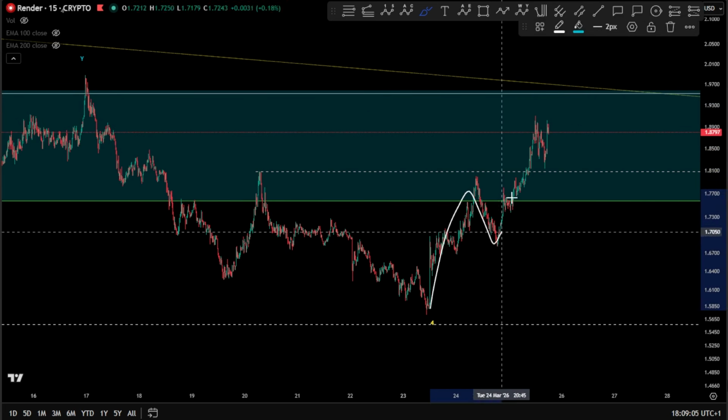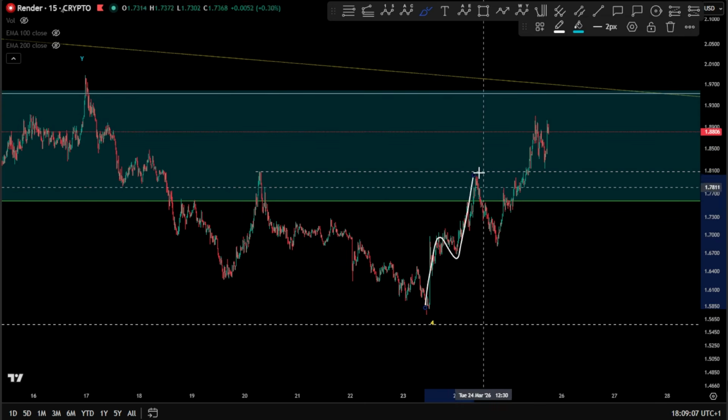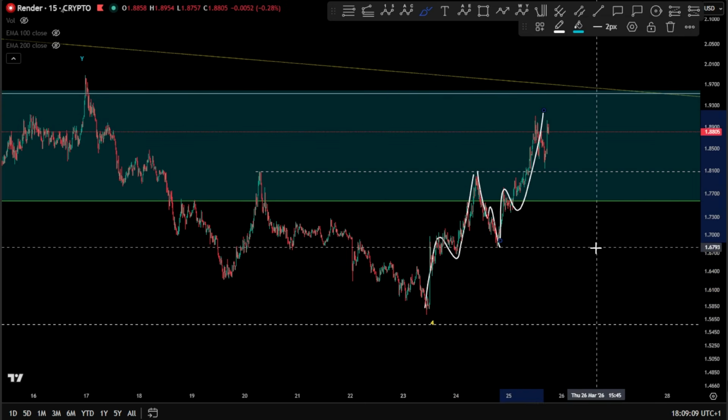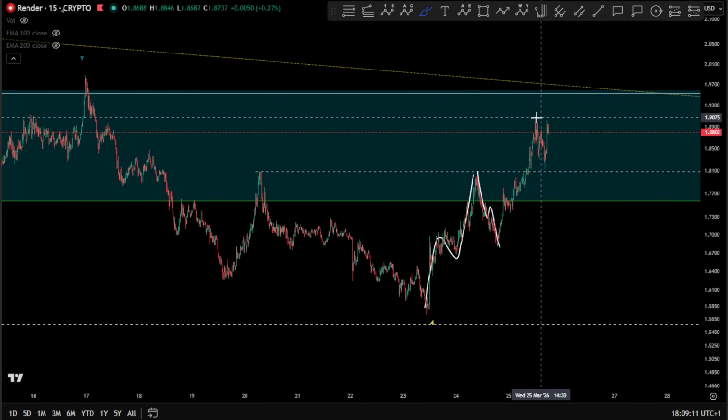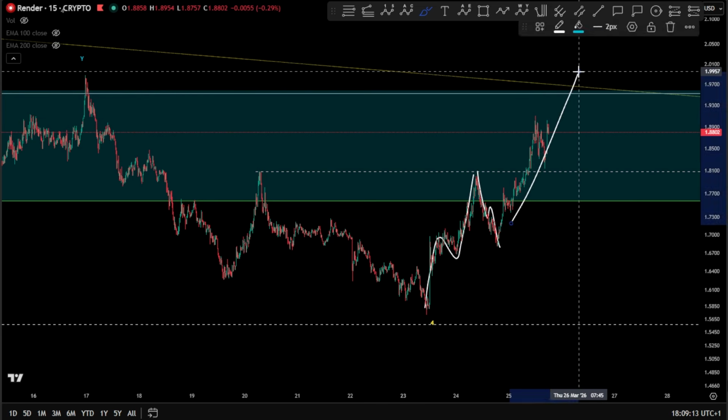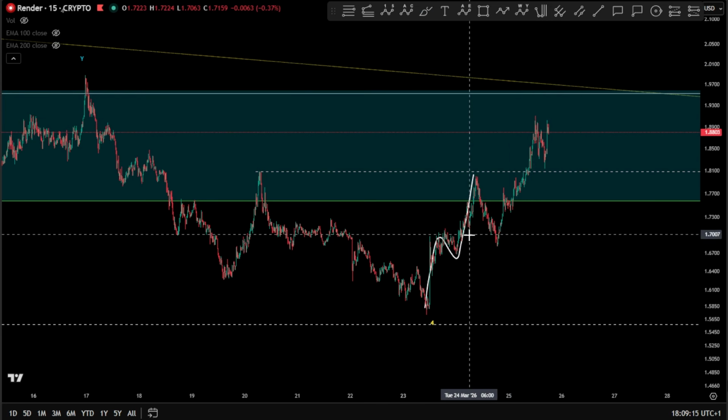Meaning 3 waves, W, X, and a Y. Zigzag, zigzag, and another zigzag. There is no other way. If we take the high and we push here in a wave 5, it's very weird, guys.